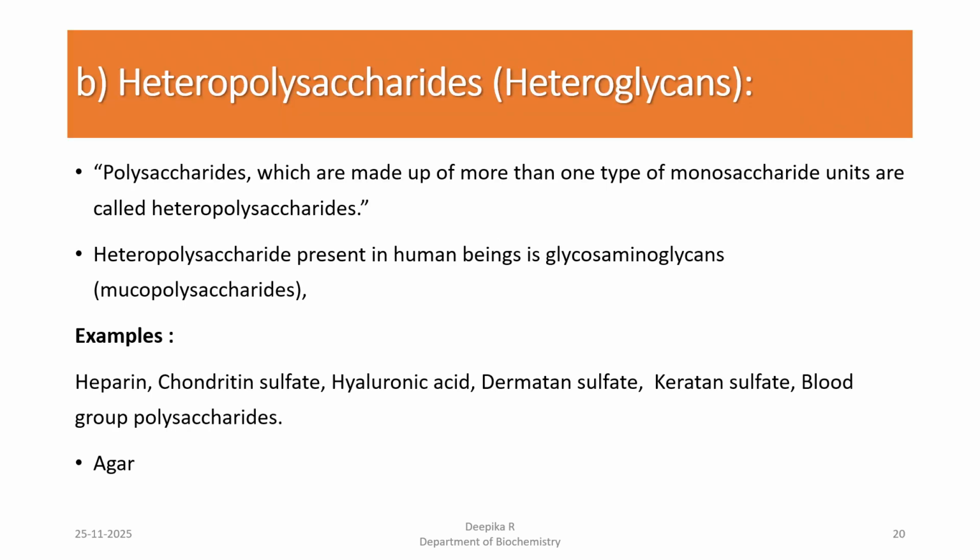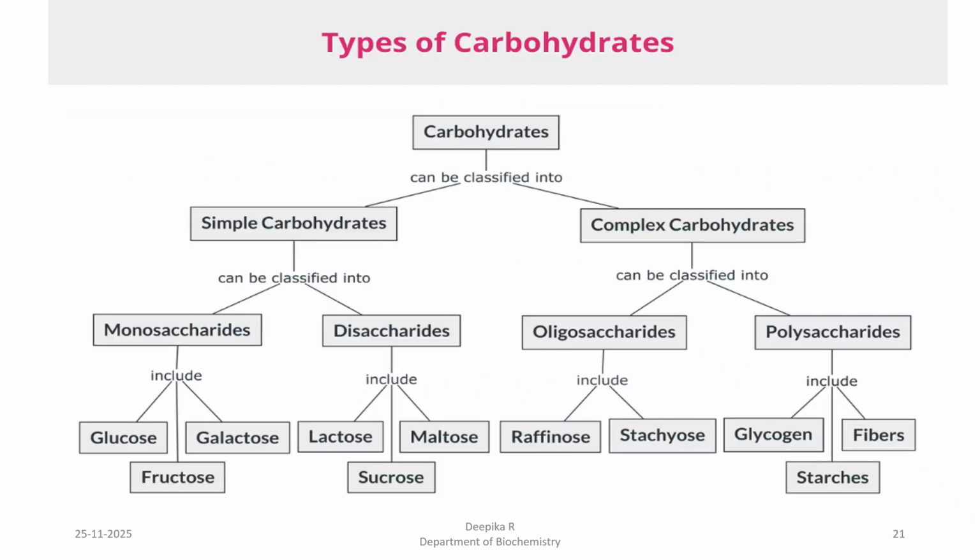The second type of polysaccharide is the heteropolysaccharide, also called heteroglycan. If a polysaccharide is made up of more than one type of monosaccharide unit, we usually call it a heteropolysaccharide or heteroglycan. These are mainly present in human beings and are called glycosaminoglycans, or mucopolysaccharides. Some examples are heparin, chondroitin sulfate, hyaluronic acid, dermatan sulfate, keratan sulfate, blood group polysaccharide, and agar.